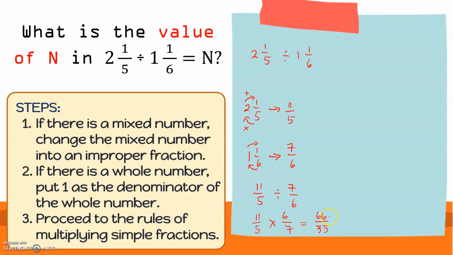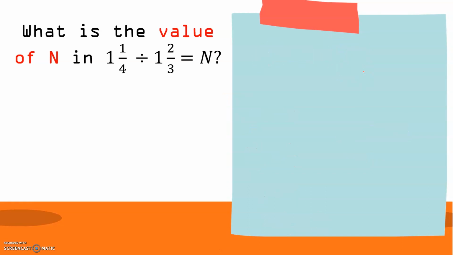We have here an improper fraction, so that means we'll divide the numerator and the denominator. 66 divided by 35 is 1, and 1 times 35 is 35. We'll have a remainder of 31. So the answer is 1 and 31/35. Therefore, 2 and 1/5 divided by 1 and 1/6 is equal to 1 and 31/35. Let's have the last example.